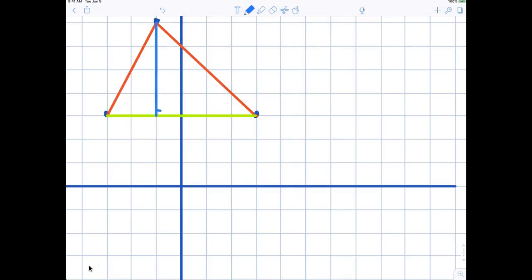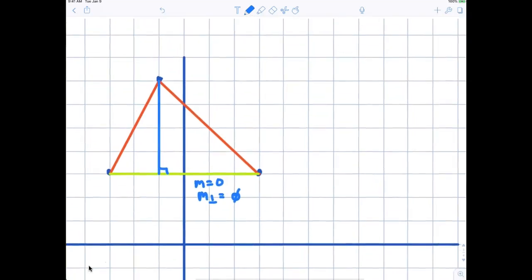Not much I have to do there, because I know the slope here is what? 0. So now we would say the slope of the perpendicular would be undefined. And if it's undefined, that just means it's vertical. And because it goes through the vertex, it's easy to draw that line. Now, the other two are not as easy to find. So here we go.